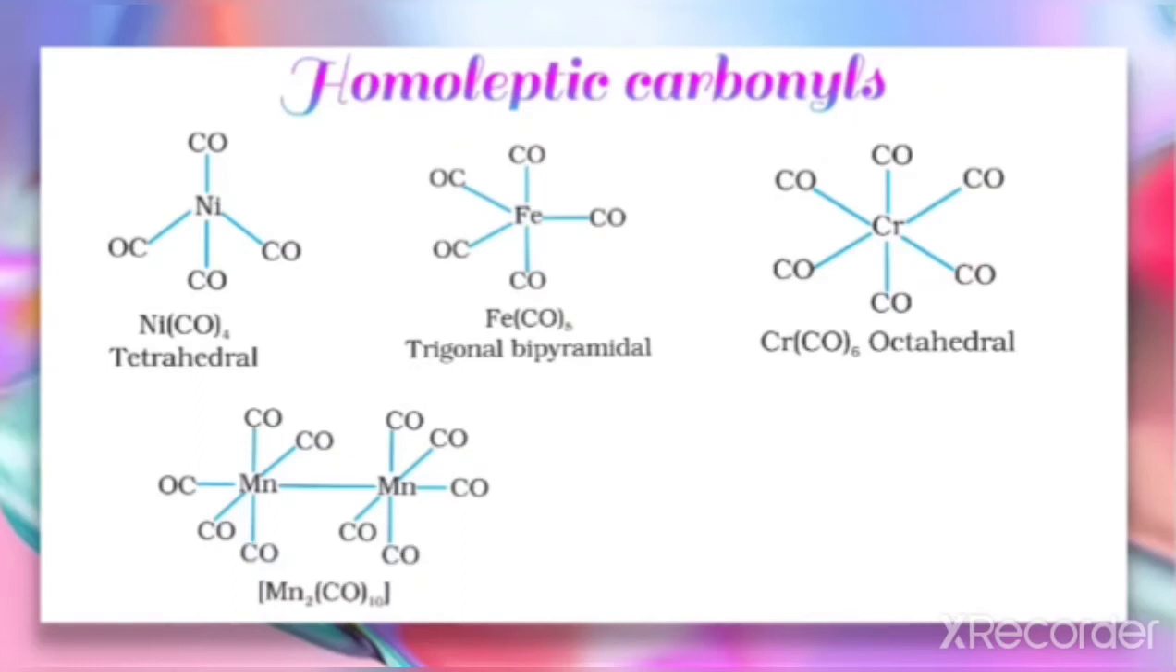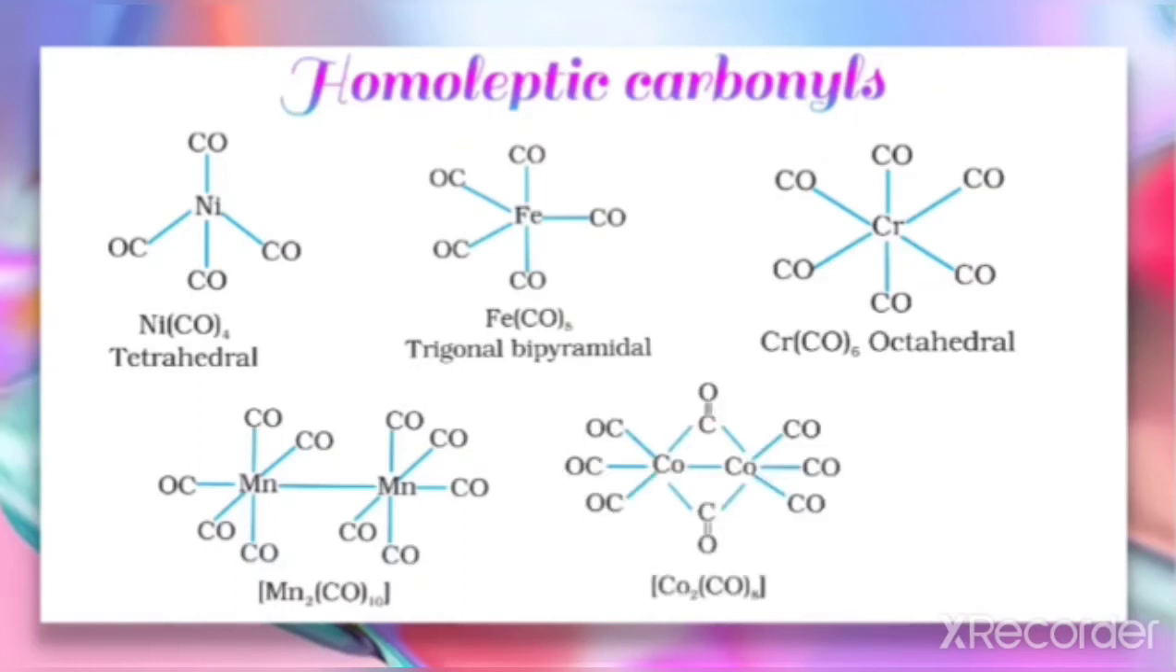The next example is octacarbonyl dicobalt(0). Look at the formula here. Here 8 carbonyl groups are there, therefore we use the word octa, octacarbonyl, and dicobalt because 2 cobalt atoms are there. Here the difference is there.